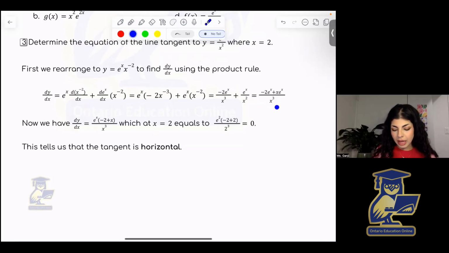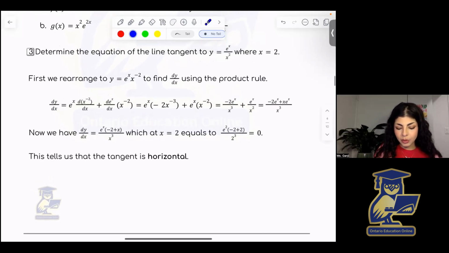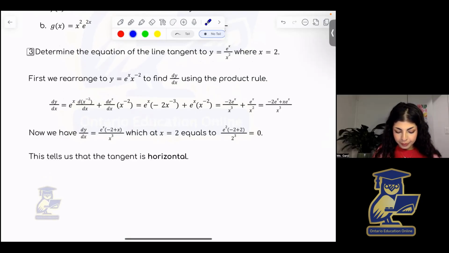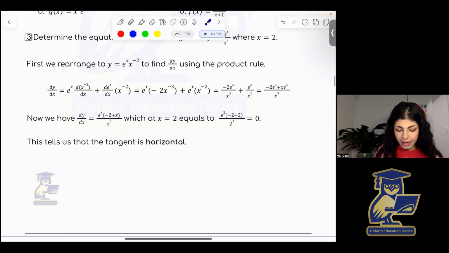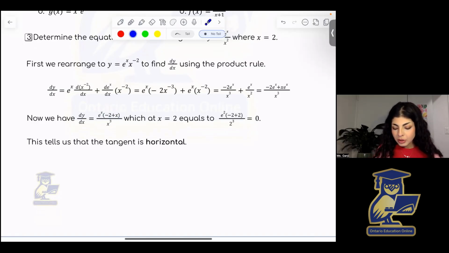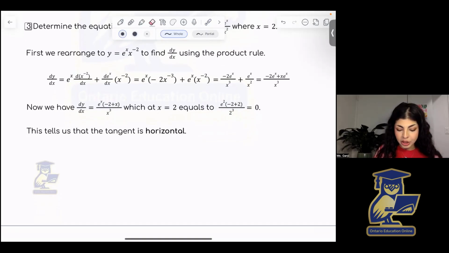So I can just leave this here as is and substitute now x is equal to 2. I actually did factor it here just for simplification. So I factored that e to the power of x out, and I was left with negative 2 plus x. So then in this bracket here, I can see that I have a 0. So I don't even need to look at these terms because I have a 0 here. So then we have the slope is equal to 0, and then we have the tangent is horizontal.